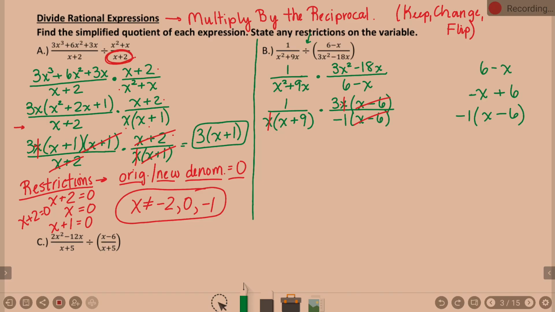On top, what remains? 3. 1 times 3, which is 3. On bottom, what remains? There's an x plus 9, and there's a -1, which you can write -1. I'm not sure Savas would want a -1. But more officially, just a negative out front is best.